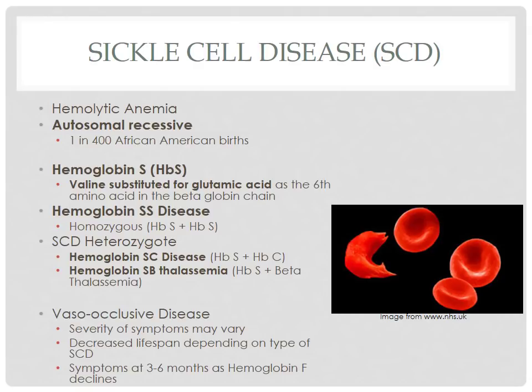Hemoglobin SS is the most common and the most severe and has a lifespan of approximately 42 to 45 years of age. Hemoglobin SC is a little less common and a little less severe, with a lifespan of 60 to 80 years old. And hemoglobin S beta thalassemia has mild symptoms, and they are believed to have normal lifespans. Typically, the symptoms of sickle cell disease begin around 3 to 6 months of age as the hemoglobin F starts to decline.